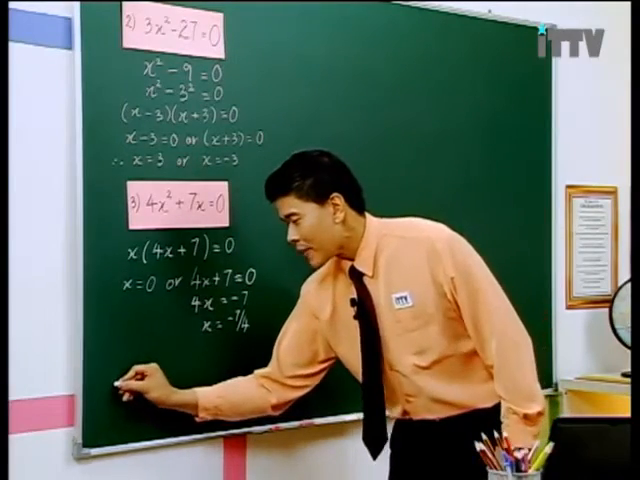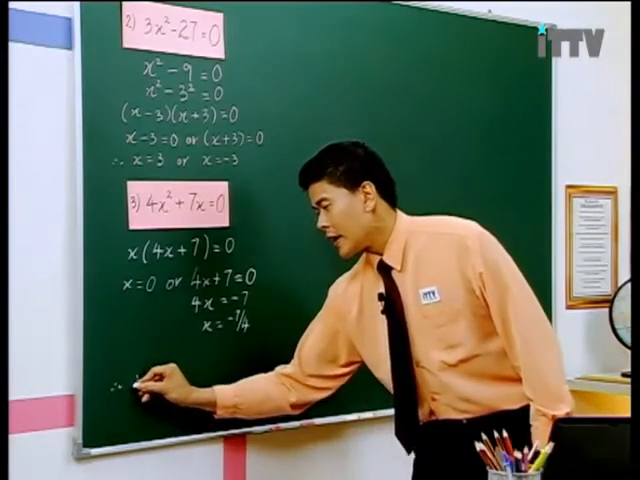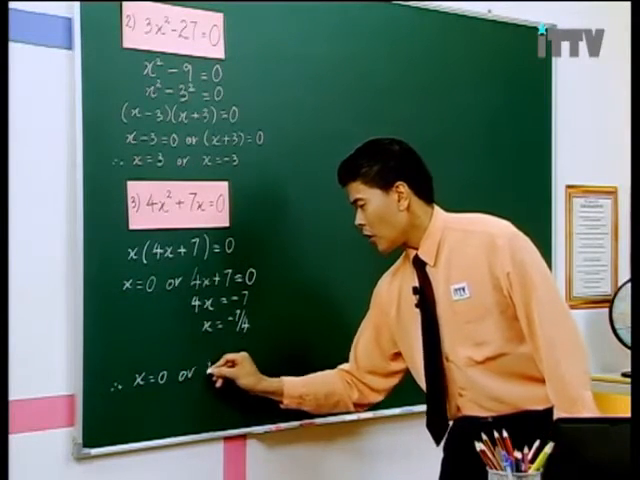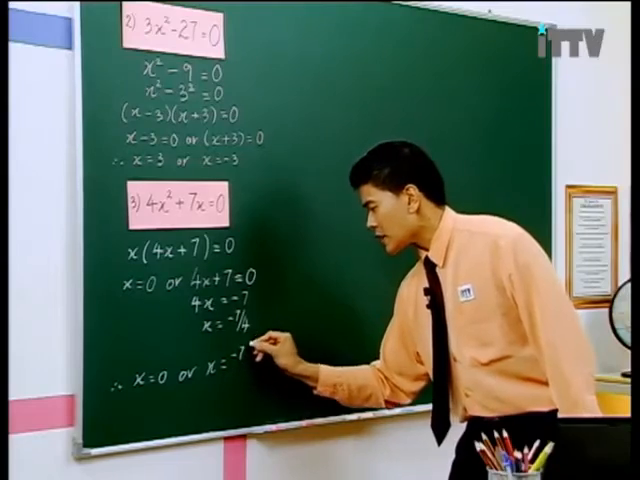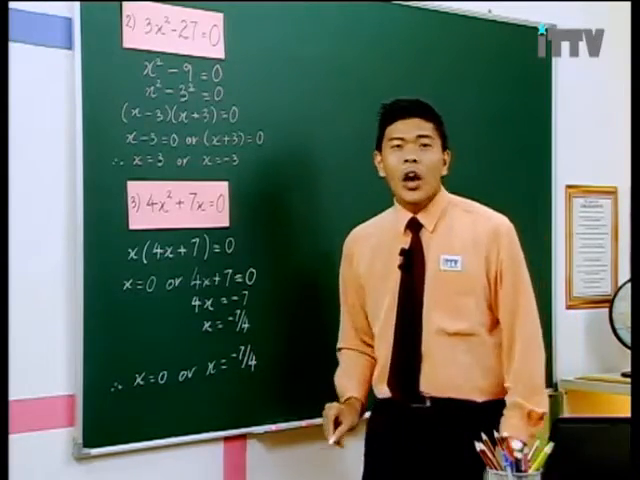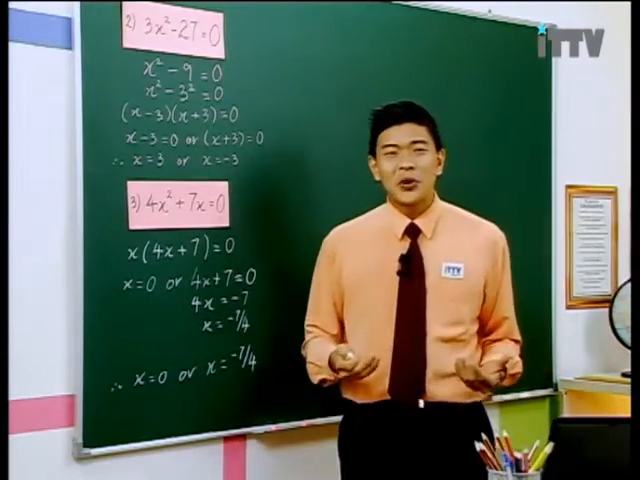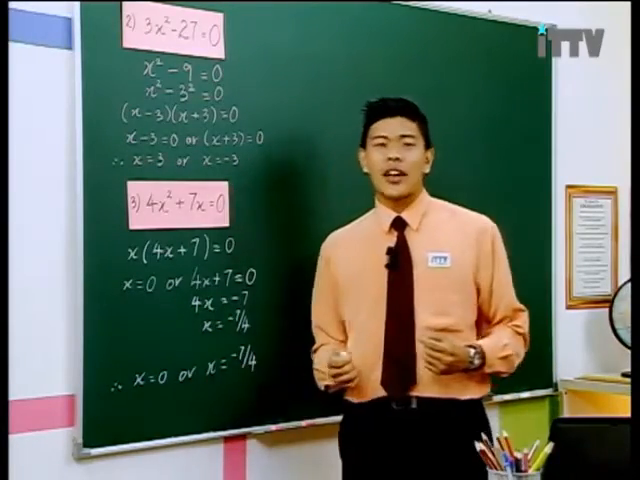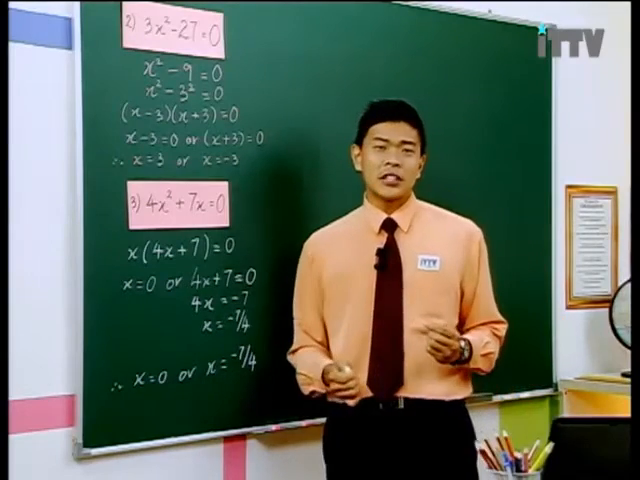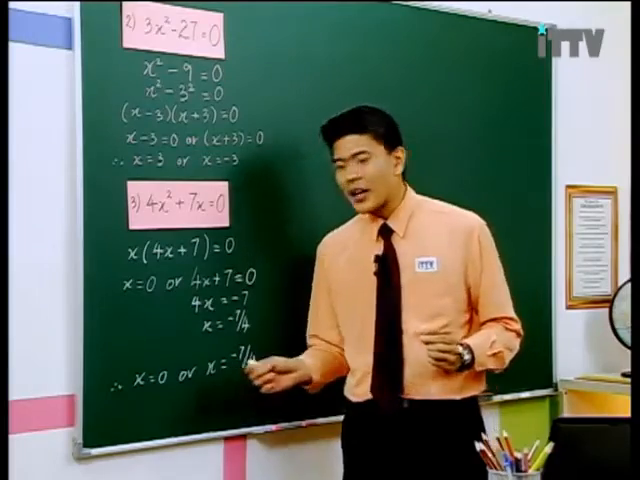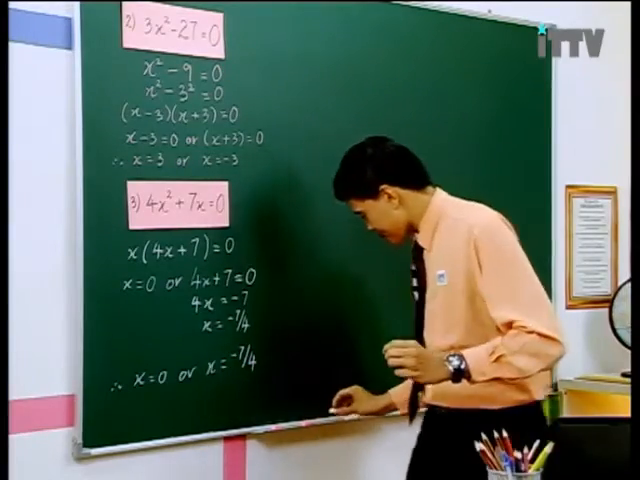Lastly, write them down in one final line. Therefore, the roots are x equals 0 or x equals negative 7 over 4. Alright, and note the word. It is 'or' and not 'and'. Why is it so? Because either of these values can be substituted into the equation and it satisfies the equation. That's why it is called 'or'.